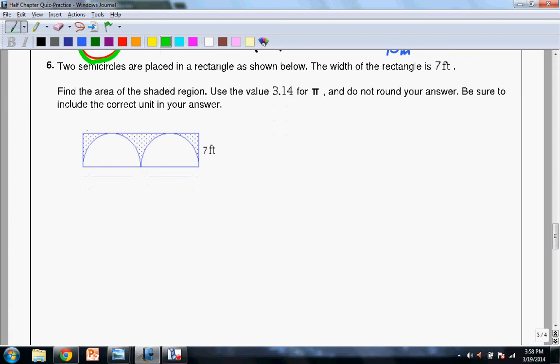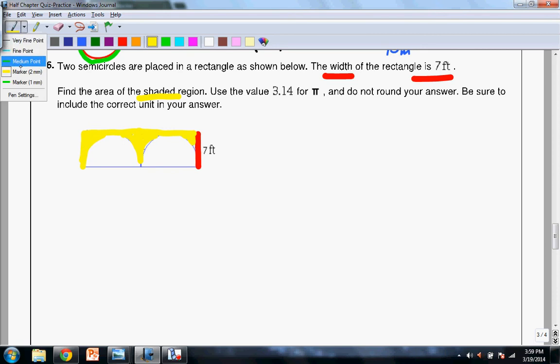Number 6, we have two semicircles placed in a rectangle as shown below. The width of the rectangle is 7 feet. So let's look at what we're given here. We're told the width of the rectangle is 7 feet. We want to find the area of the shaded region. The shaded region is this region here. So it's that, this, and this. We're going to use 3.14 for pi. Do not round your answer.